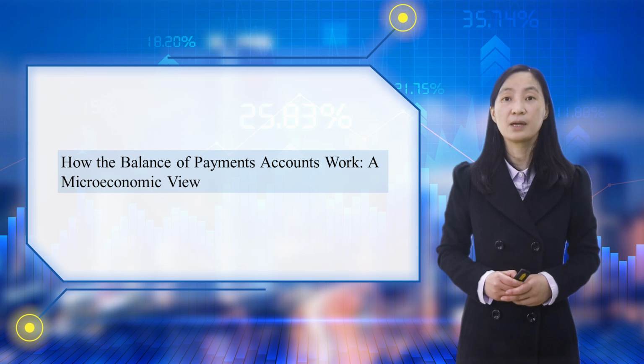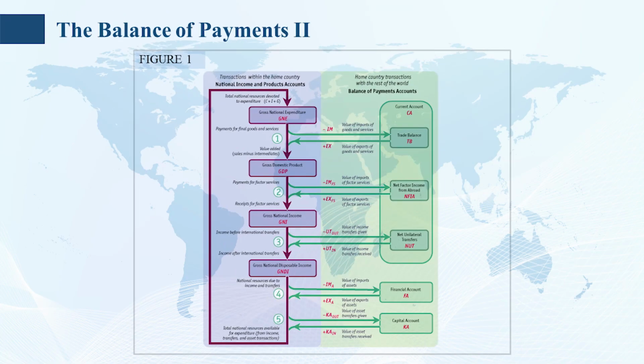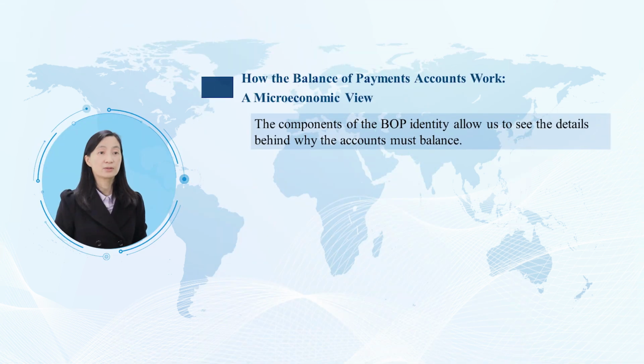First, how the balance of payments accounts work, a microeconomic view. We have just found that at the macroeconomic level CA plus KA plus FA equals 0, a very simple equation. Another way to look at the BOP is to look behind these three variables to the specific flows we saw in Figure 1. In fact, we can get three equations.